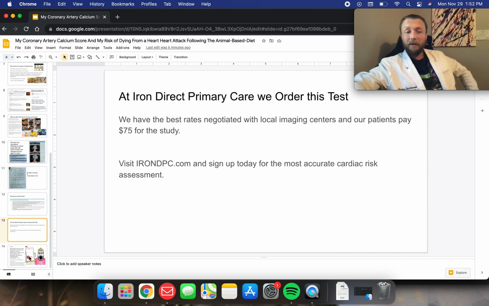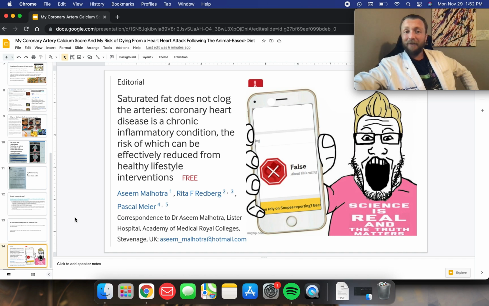And why do I do this? Well, we can rub it in the vegans' face. Saturated fat does not clog arteries. And the fact checkers, they can't fact check a coronary artery calcium score on yourself.